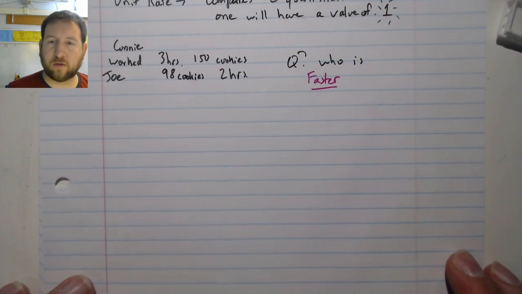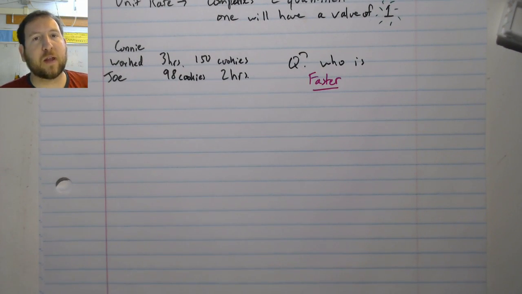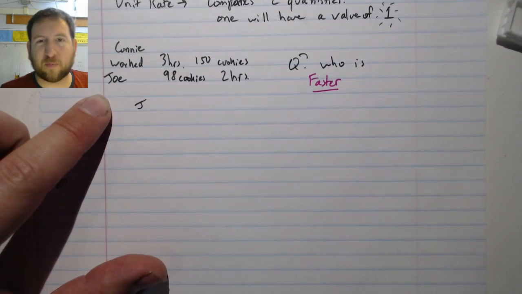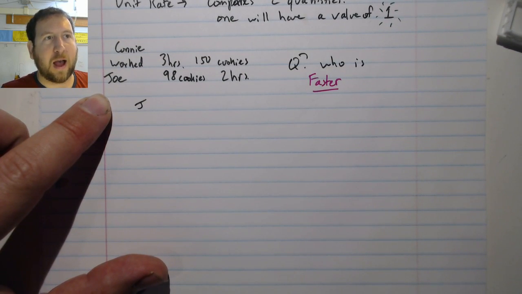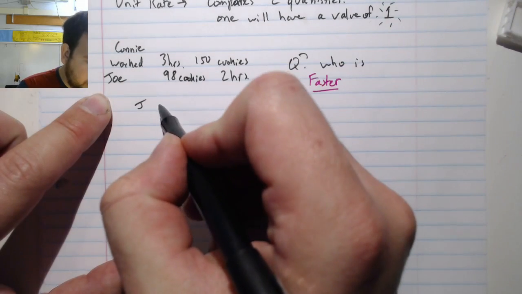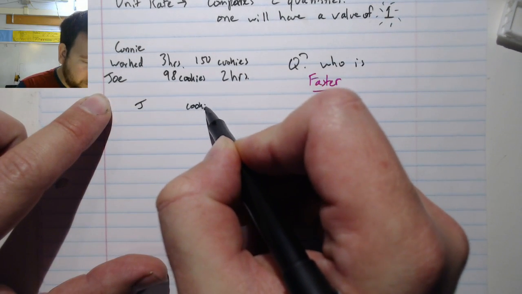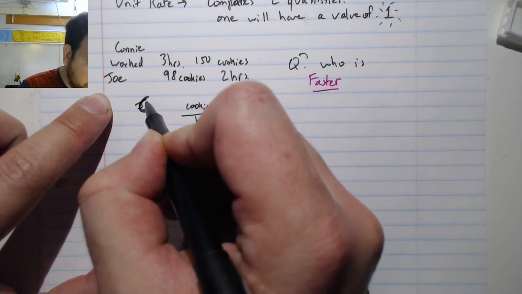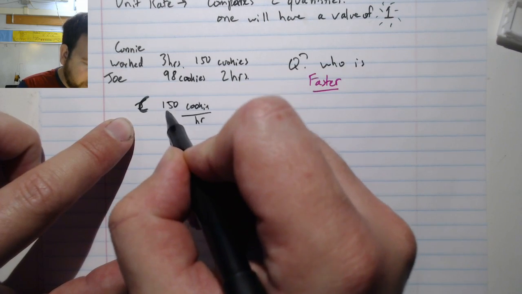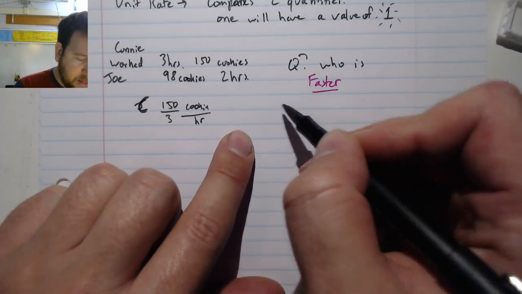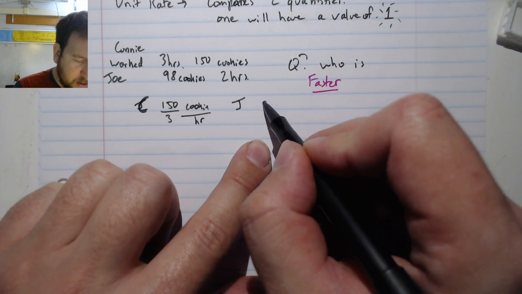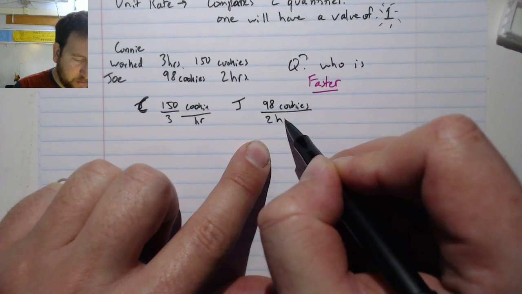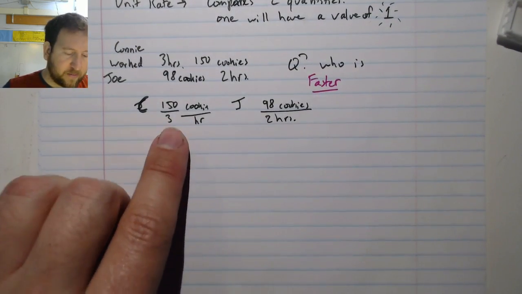So first I'm going to set up two rates to compare these two, and I'm going to make sure to use the units as the same on both. So let's see, we have Joe, and I think cookies per hour is easier than hour per cookie. So I'm going to use cookie per hour, which gives me, let's start with Connie actually, 150 over 3. And then we have Joe, who did 98 cookies in 2 hours. And then the easiest way for me to do this is I'm just going to divide.